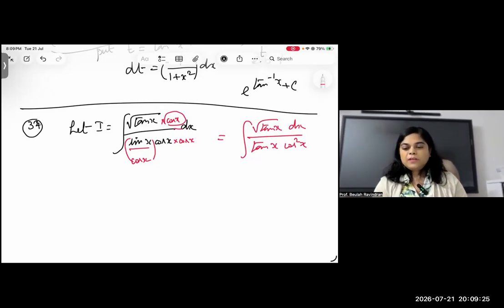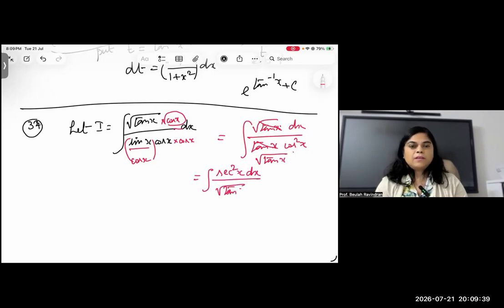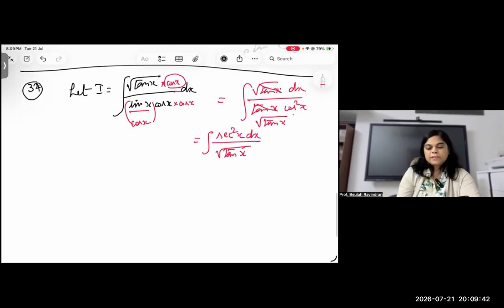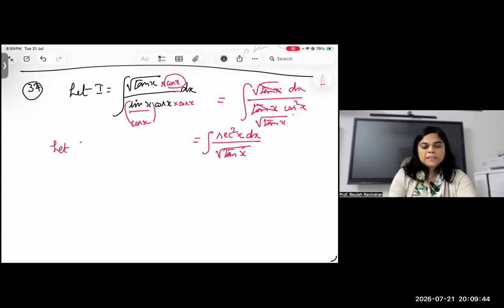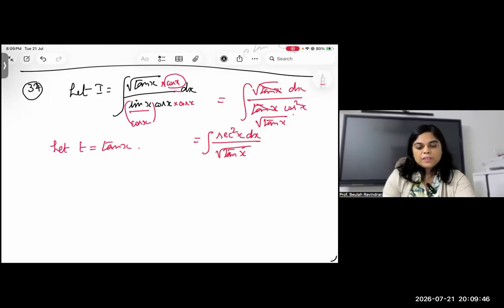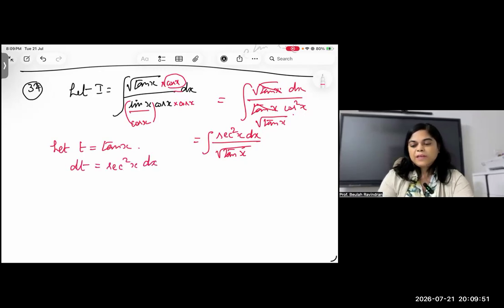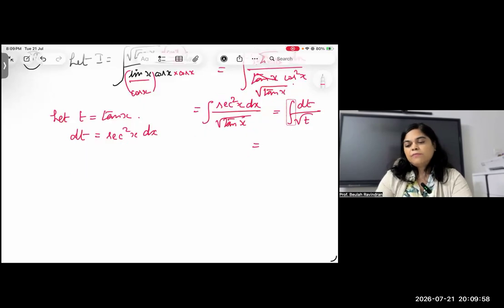If you put it like this, see here, root of tan x and one tan x get cancelled. So root of tan x in the denominator, and 1 by cos square x is secant square x. So secant square x dx by root of tan x. Let t equal tan x. What is dt? Secant square x dx. So it can be written as dt by root t.